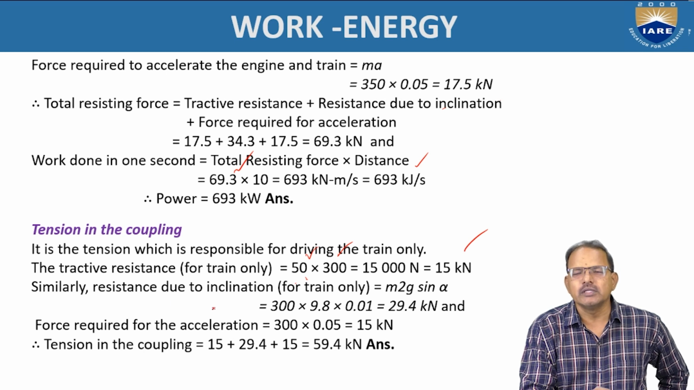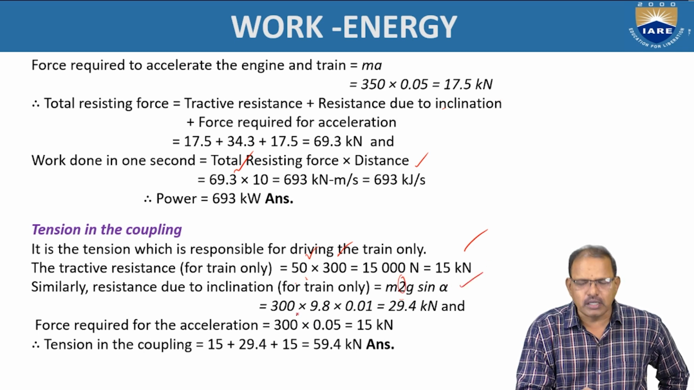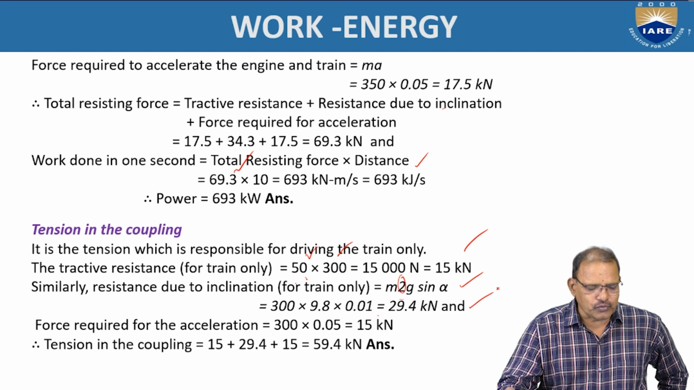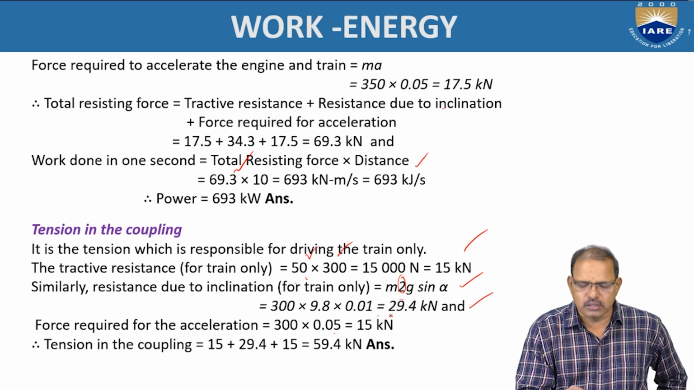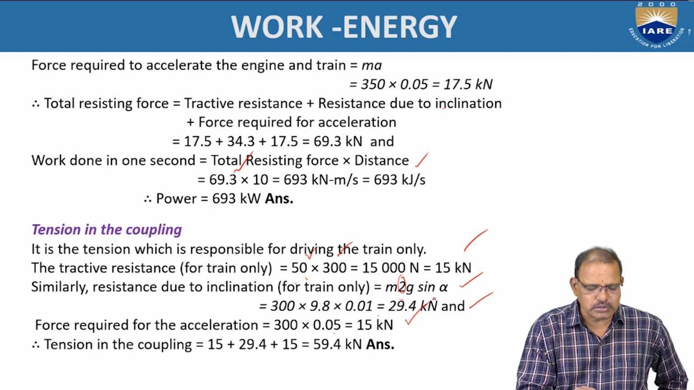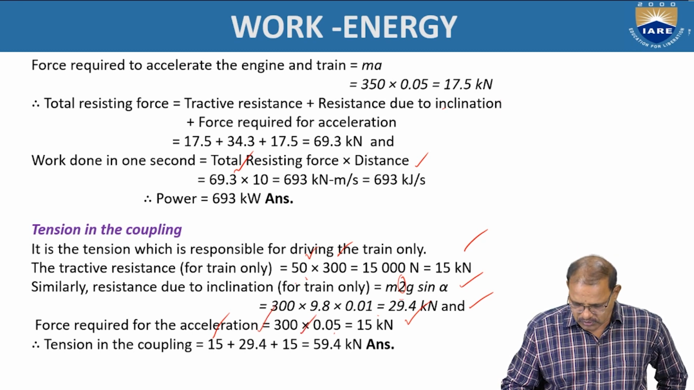Similarly, the resistance due to the inclination is equal to mg sin alpha, which is equal to 300 into 9.8 into 0.01, which is 29.4 kilonewtons. Force required for the acceleration is 300 into 0.05, since it is moving with an acceleration of 0.05, and the mass is 300, which gives 15 kilonewtons. The total tension in the coupling is the total force acting away from the coupling, which is equal to 15 plus 29.4 plus 15, which is equal to 59.4 kilonewtons.